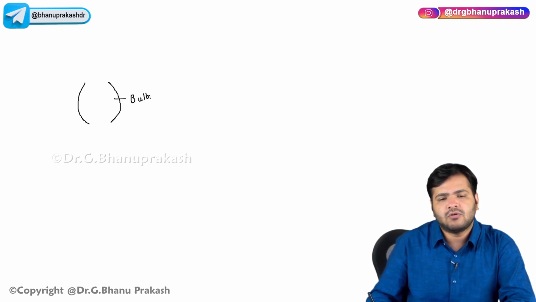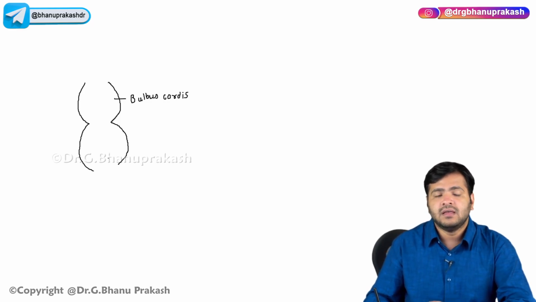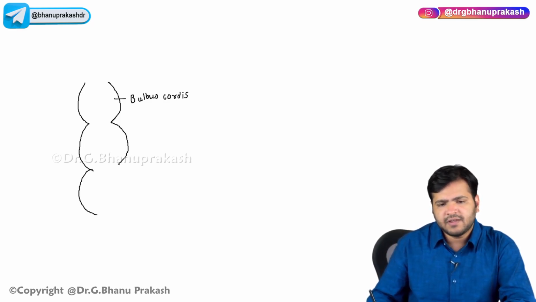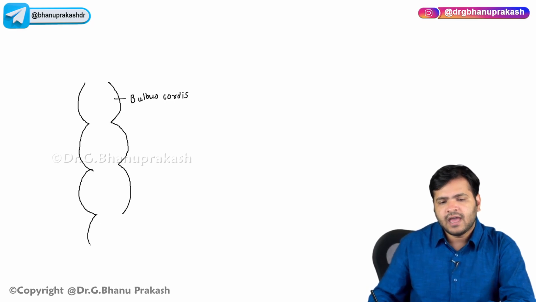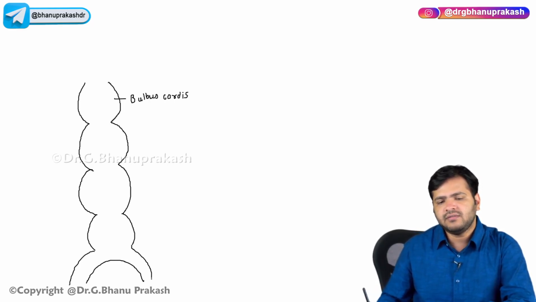So let's start. We already know about the heart tube. The uppermost portion is called the bulbus cordis. As of now I will be concentrating only on the bulbus cordis. We have the other parts: the primitive atrium, the primitive ventricle, and the sinus venosus, which has two horns, the right horn and the left horn.